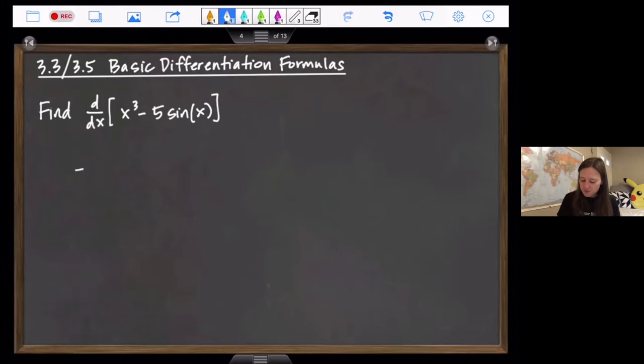So we would take the derivative of this function. Derivative of x cubed is still 3x squared. This -5 coefficient on the sine, it's a constant multiple, and it just goes along for the ride, just like it does with x's. And we saw that the derivative of sine is cosine, so -5 cosine x, and that's all there is to it.